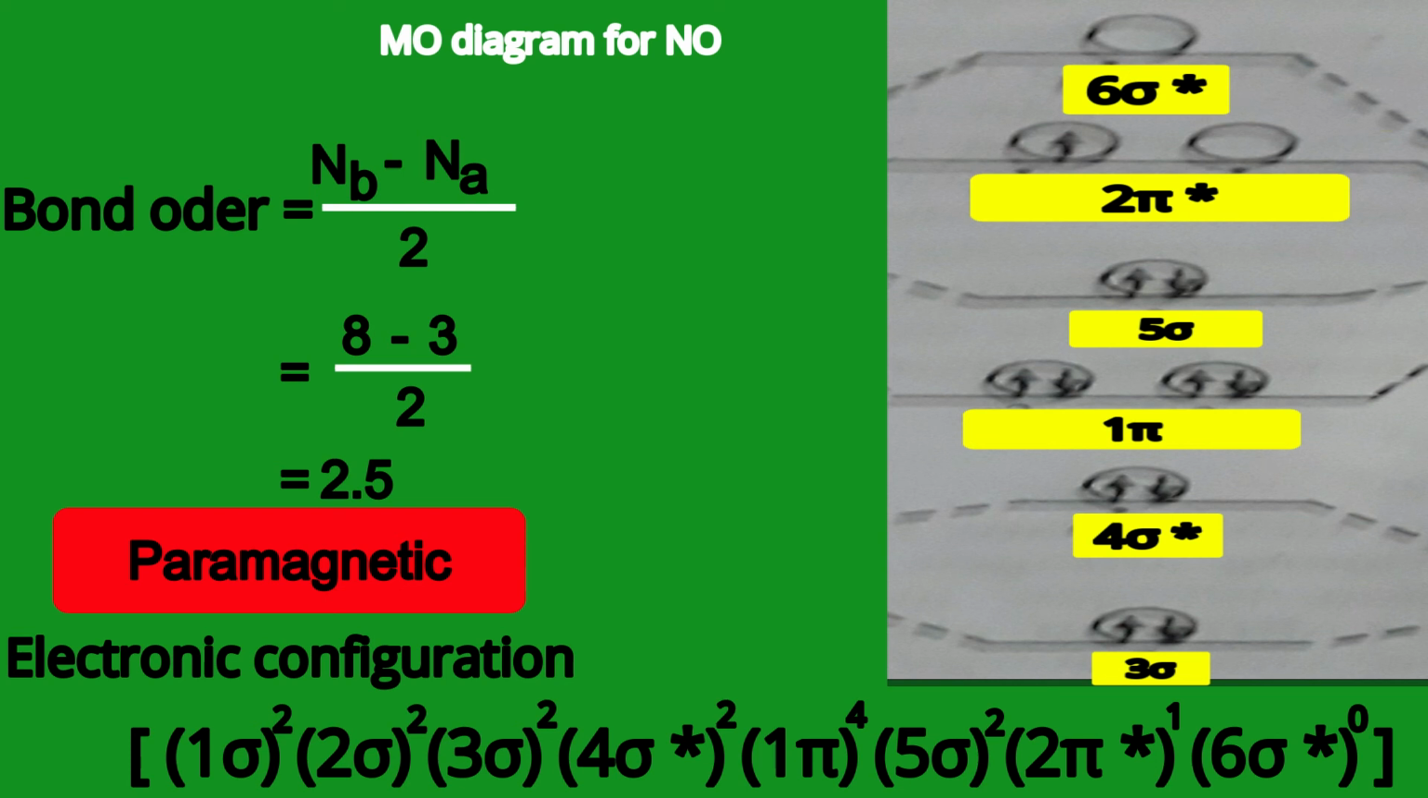Now see the magnetic property. Is there any unpaired electron in the molecular orbitals of nitric oxide? Yes, because of that unpaired electron, it is paramagnetic in nature. What do you think, will NO+ be paramagnetic or diamagnetic? It will be diamagnetic.